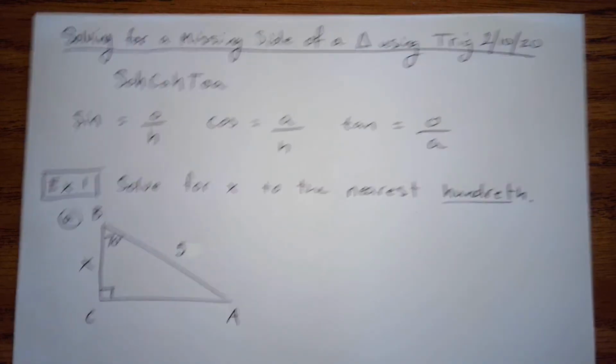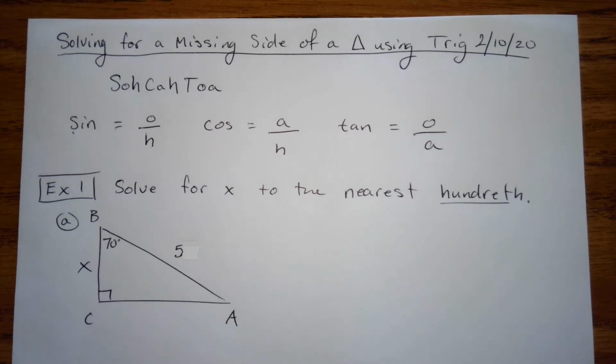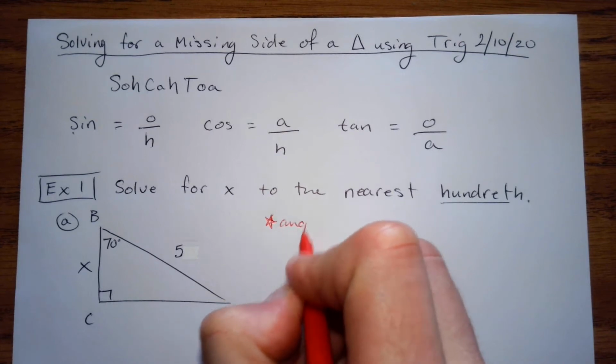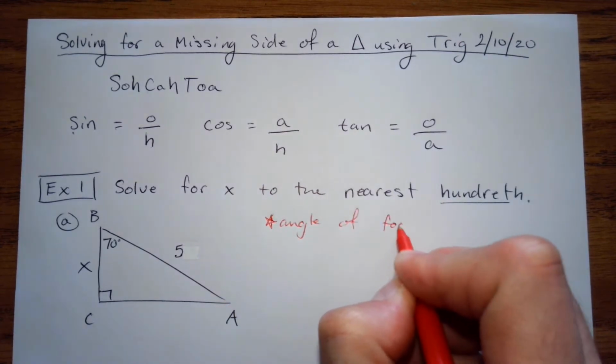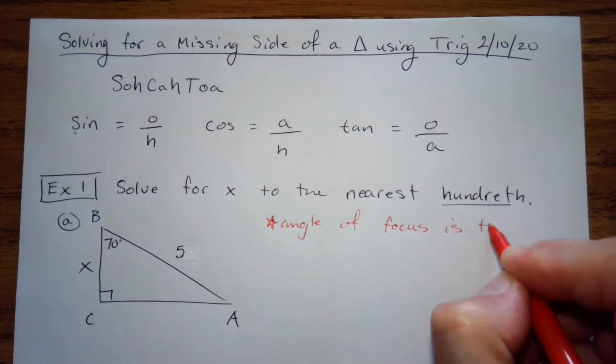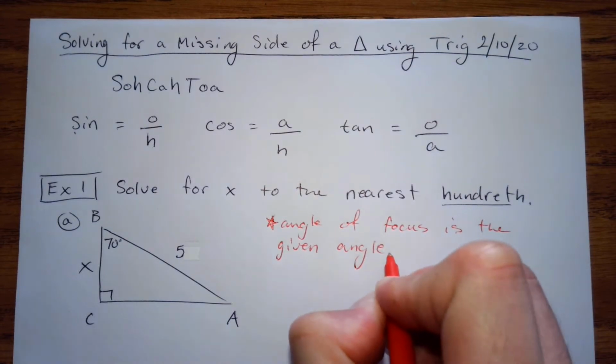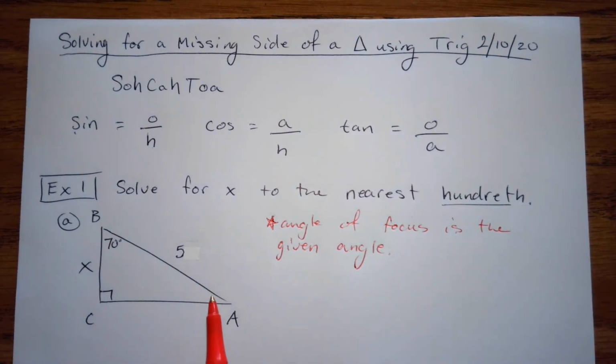So I guess I'll write that down maybe in red. Angle of focus is the given angle. We can actually find this angle just by adding 90 plus 70 and then subtracting from 180. That's the triangle sum theorem. But the angle of focus for us, so we don't have to do extra work, is just going to be the given angle. So that means B is our angle of focus.